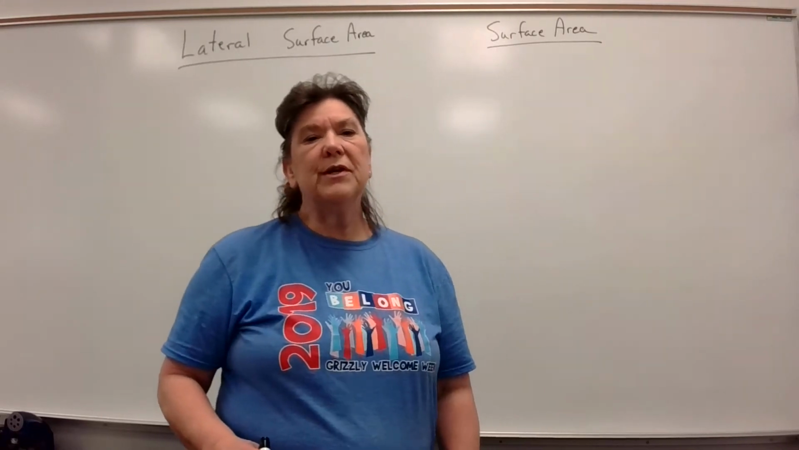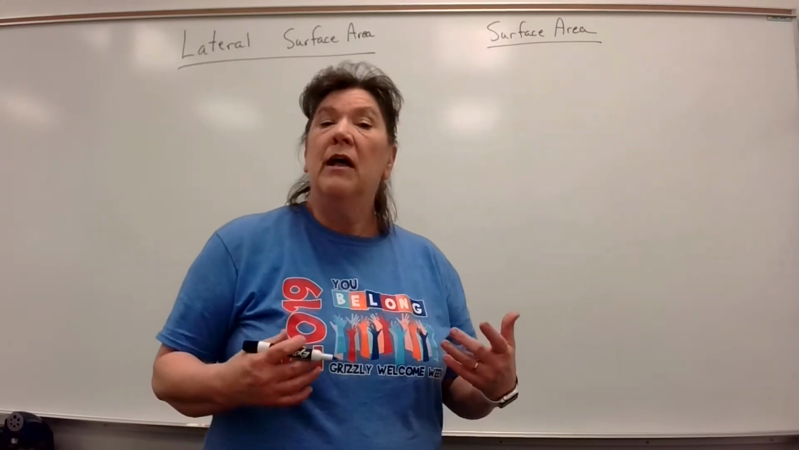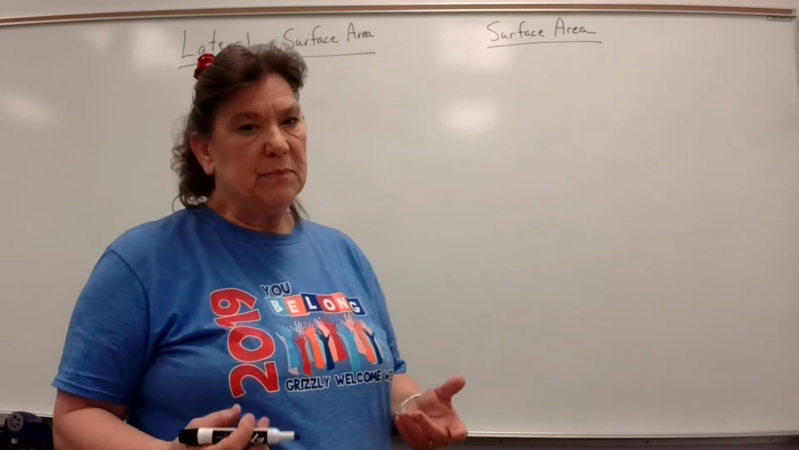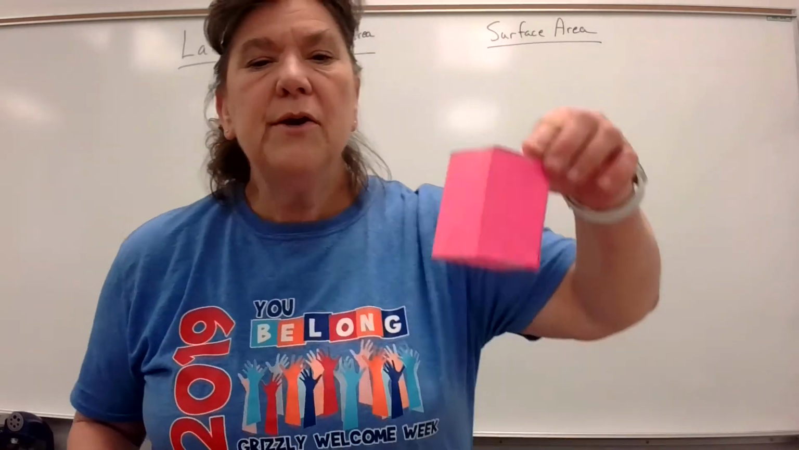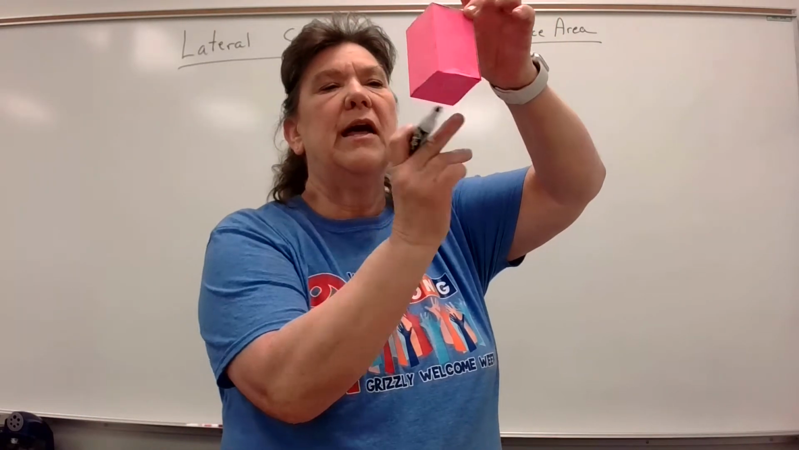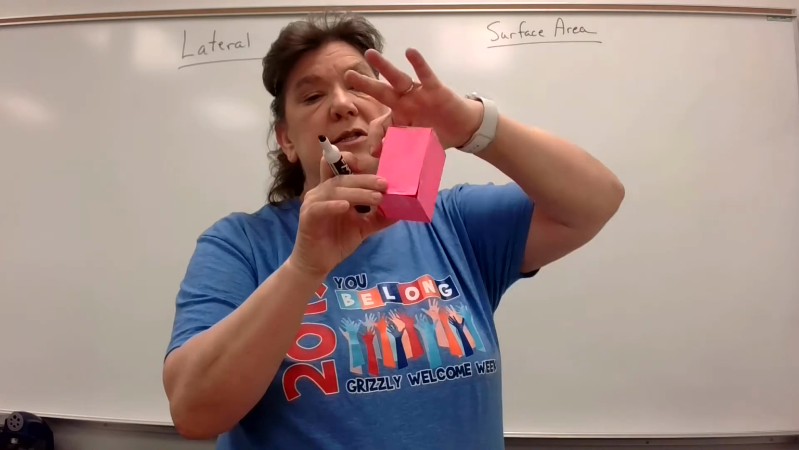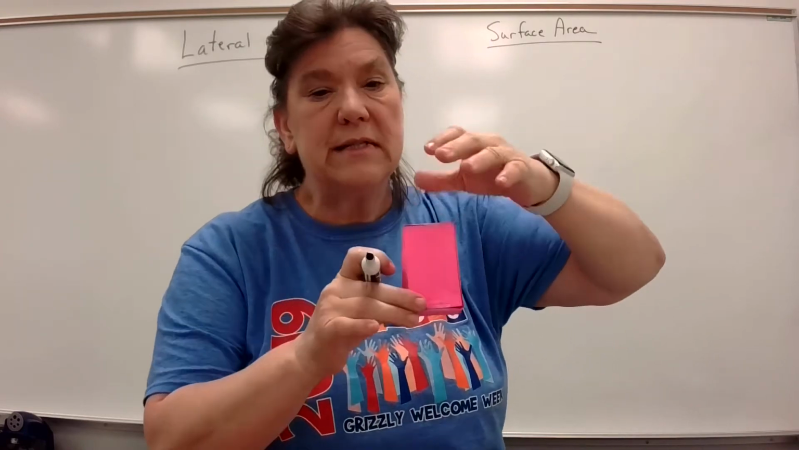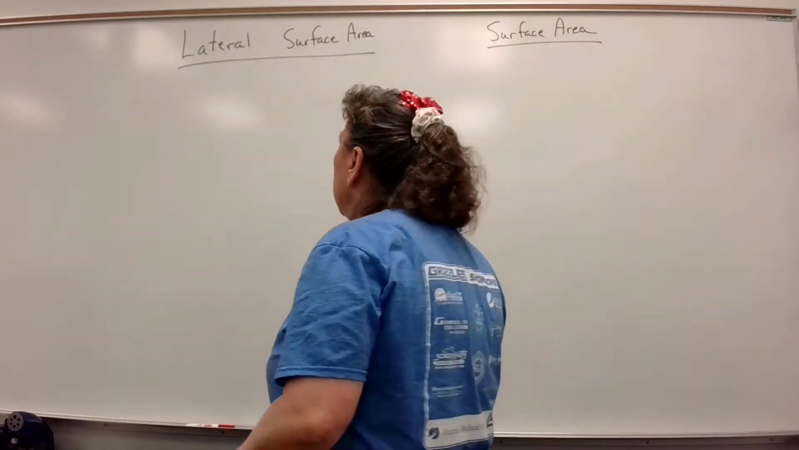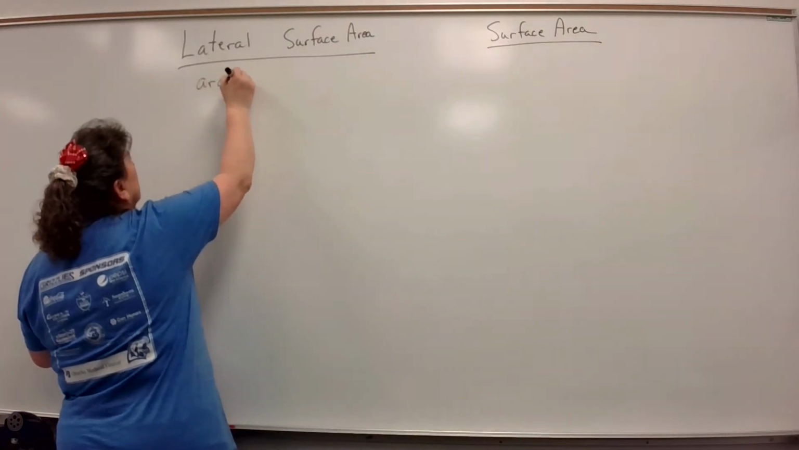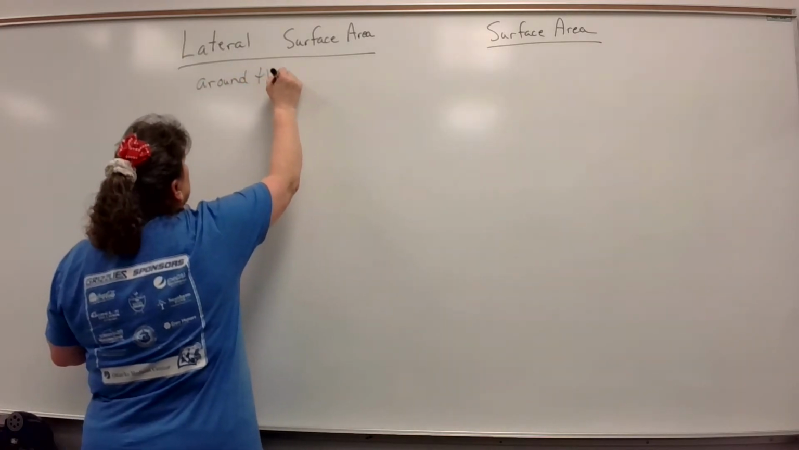Okay, we're going to look at now surface area, lateral surface area. First of all, what is the difference between the two? The lateral surface area is the lateral that goes around. Your bases are excluded. So it's the side around the side. Okay, so this is around the side.